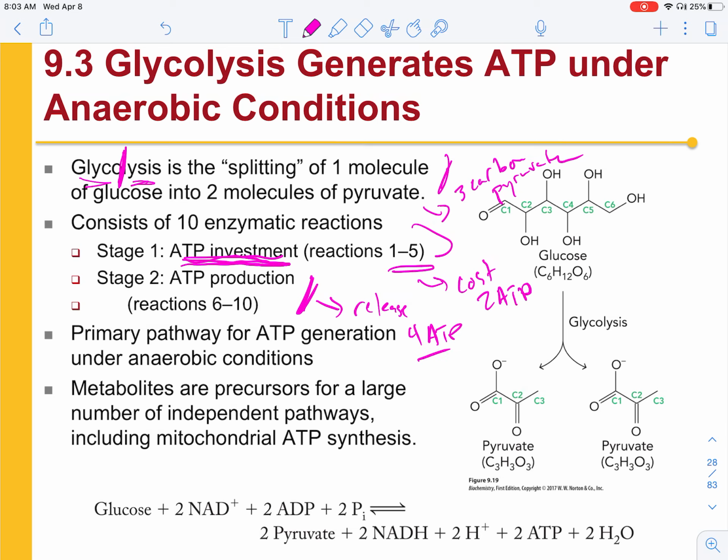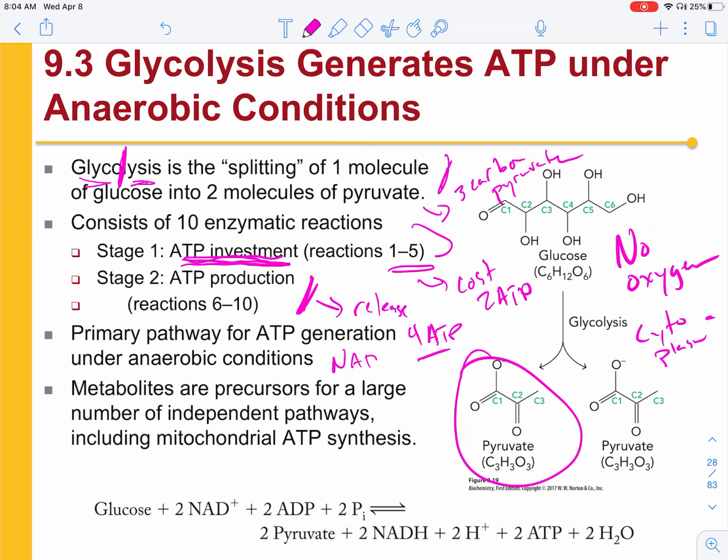So we're going to get a net of 2 ATP out of this process. No oxygen is needed, and this occurs in the cytoplasm. This pyruvate that's generated, oh, we also get some NADH here. So we reduce the electron carrier NAD plus to form NADH. And the pyruvate can go on to be broken down in the presence of oxygen. This goes to the citric acid cycle.